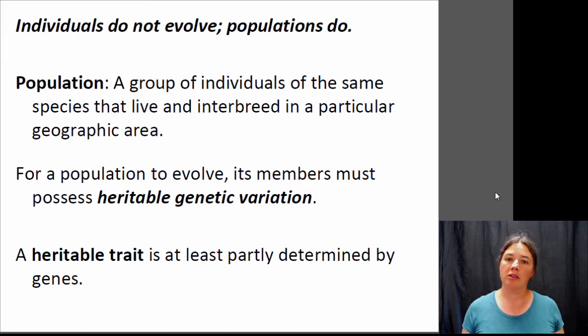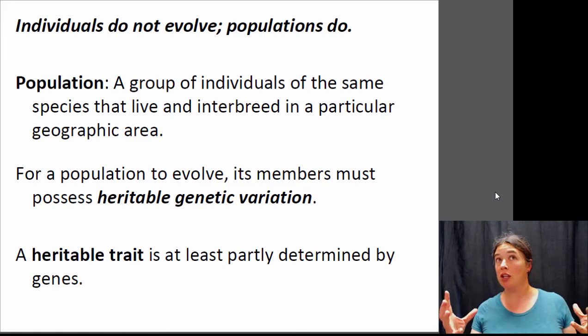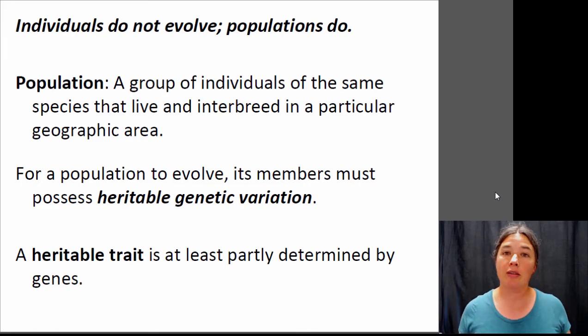In order for a population to evolve, you have to have change in the genetic composition. So there has to be some sort of variation within that population in order for evolution to occur. Because if everybody in the population was genetically identical, then there's nothing to change into. So you can't have genetic change. You have to have some sort of heritable genetic variation. A heritable trait is one that is at least partly determined by the genes that an individual has.